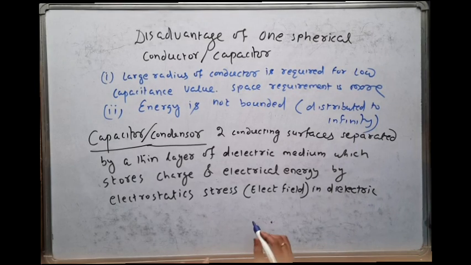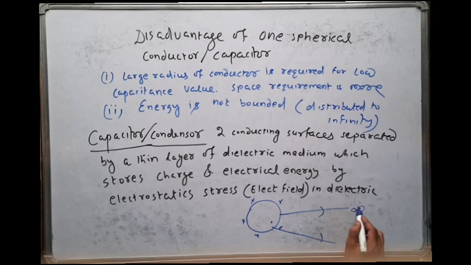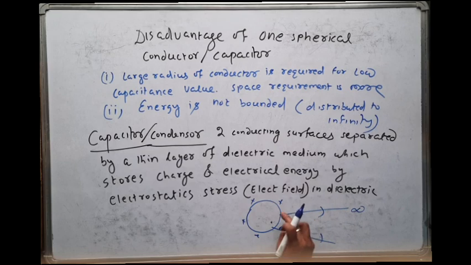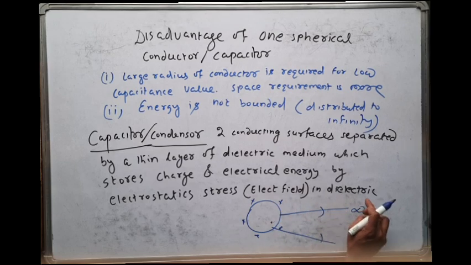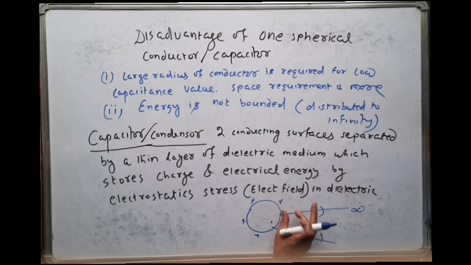If I take a single conductor, then this is your supposed charge, and this is the direction of the electric field. The electric field extends up to infinity. So the total energy stored will be within this surface to the infinite value. That means energy is not bounded by a certain area. That is the disadvantage.